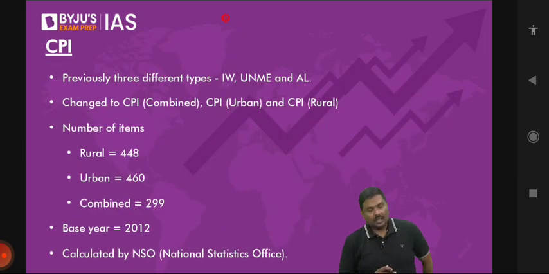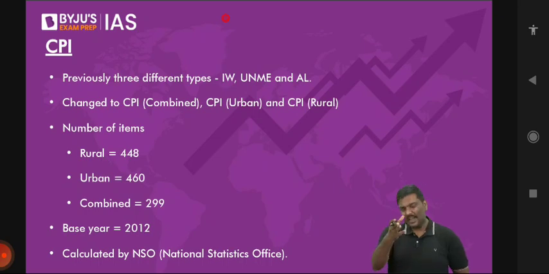CPI. Why do we take a group of commodities? This I've answered last week itself. The idea is when we trade in the market, we do not trade only one good. Even as a household, you will not purchase one good. You will always purchase a basket of goods. That's the reason why we always talk about a basket of commodities. Next one is CPI, Consumer Price Index.